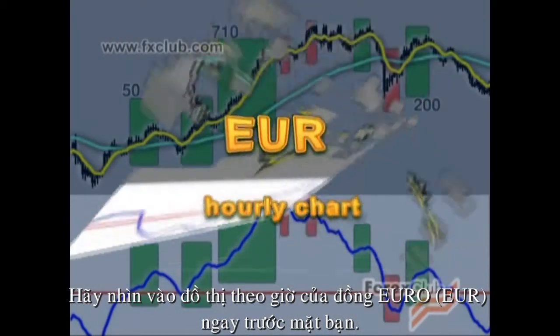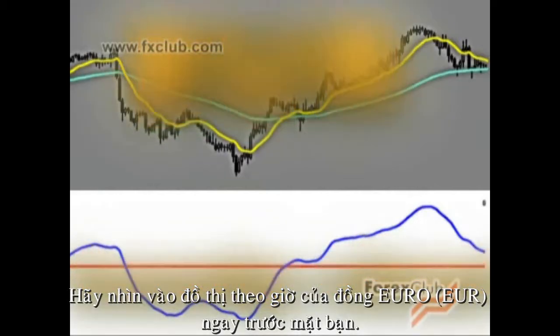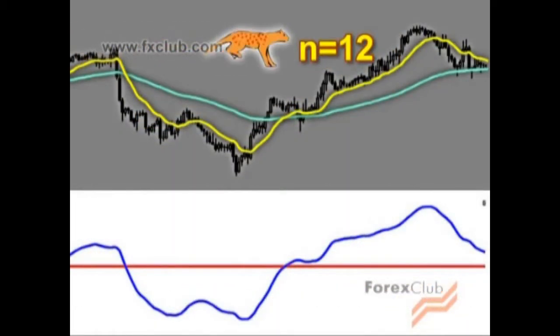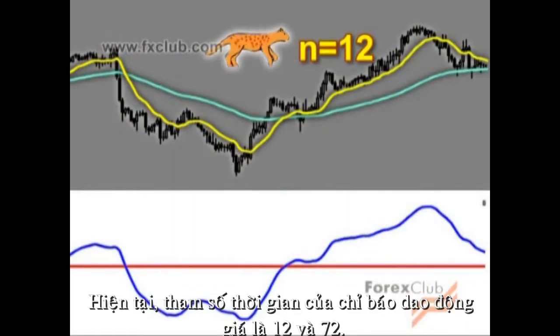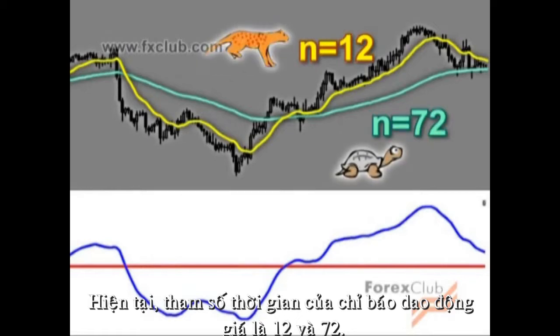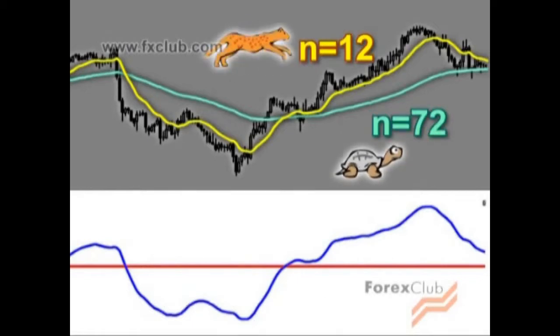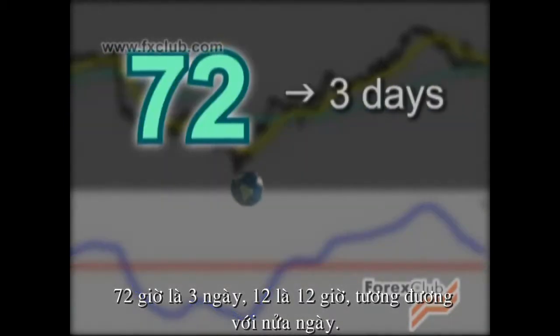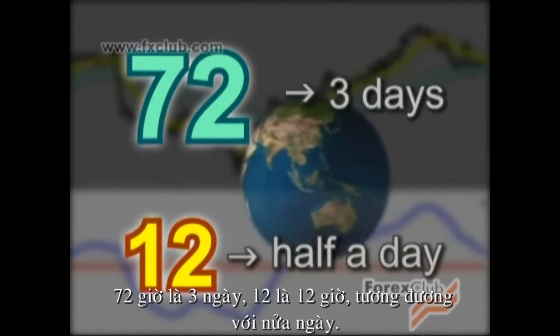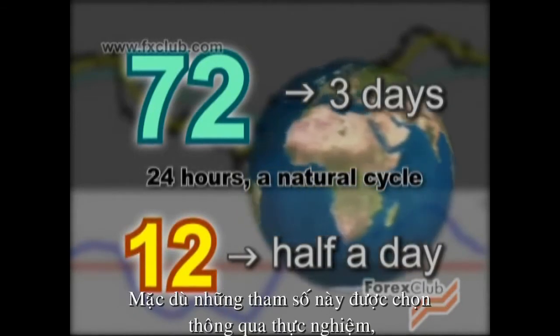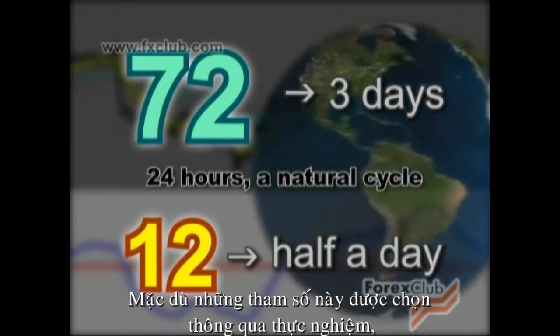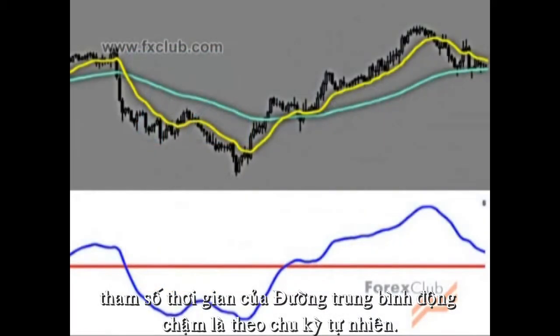Take a look at the hourly chart for the euro that's now in front of you. Now the time periods for the price oscillator are 12 and 72. 72 hours is 3 days. 12 is 12 hours or half a day. Although these figures have been selected experimentally, the slow moving average is a natural cycle.